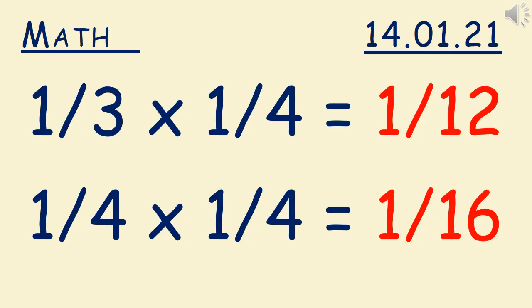So let's check those answers. So 1/3 of 1/4 is 1/12 because 3 times 4 is 12 and 1 times 1 is 1, making 1/12. And 1/4 of 1/4 is 1/16 because 4 times 4 is 16 and 1 times 1 is 1. Give yourself a pat on the back if you got those two right. And if you're unsure, go back through the video and look at the techniques that we've used to multiply fractions.